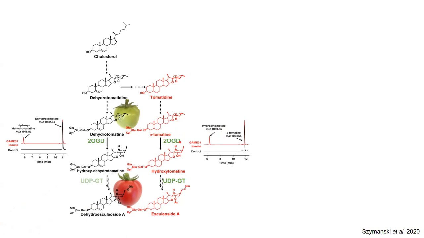Moreover, while our QTL analysis showed increased levels of hydroxytomatine, we predicted that the parallel pathway leading to dehydroesculeoside A from the common intermediate of both pathways, dehydrotomatine, might use exactly the same enzymes. And that was true. We could also successfully show that the 2-oxoglutarate dioxygenase acts both on alpha-tomatine and dehydrotomatine.